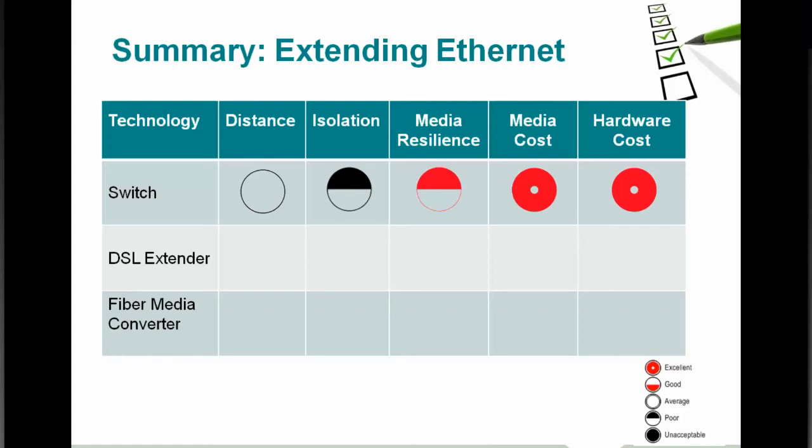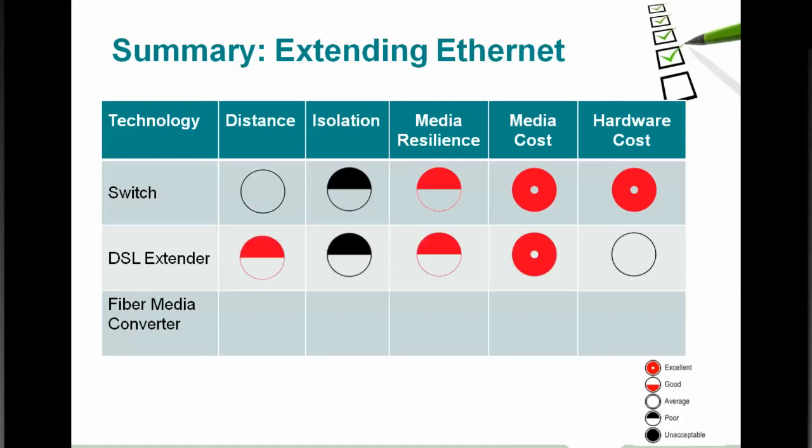Looking at a couple of the characteristics here of considerations, I put this together to make things simple because there are 3 very different technologies: looking at distance you can go, the level of isolation capable, media resilience in terms of how rugged that type of physical connection is, and the media cost and the hardware cost. So here's the Consumer Reports scorecard, if you will, for that switch technology. Again, with a switch, you're only going to go another 100 meters or 328 feet.